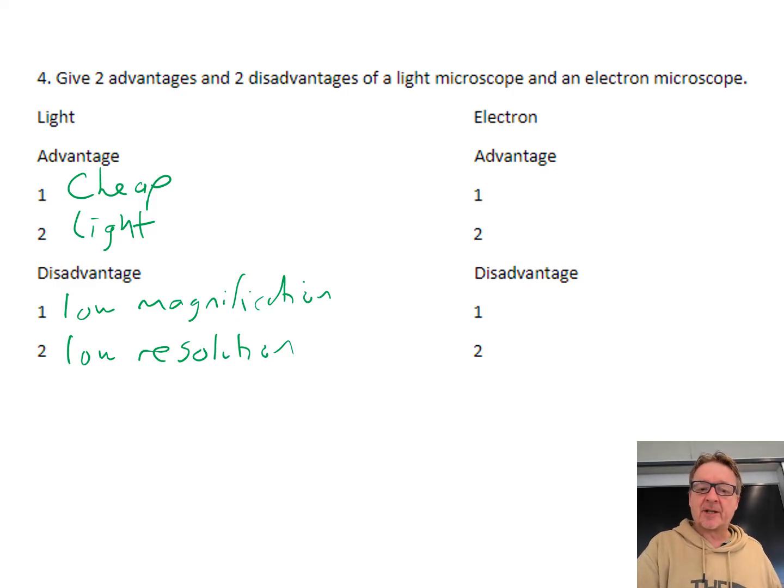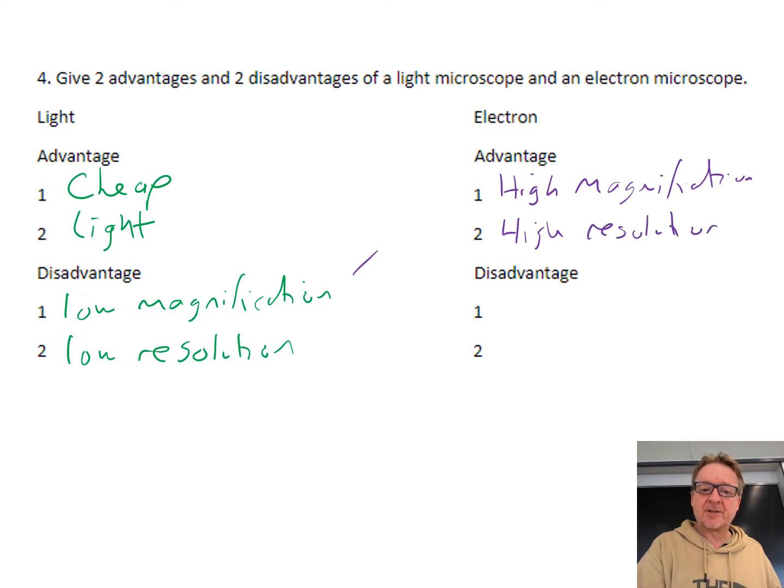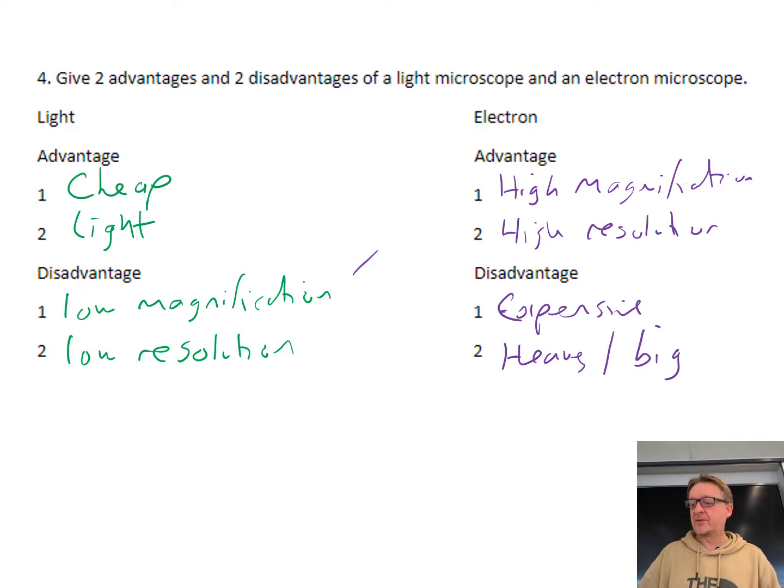Then you go to the electron microscope. It's got high magnification, it's got high resolution, which is kind of the opposite to the disadvantages. The disadvantage is it's expensive, and it's also very big and very heavy, which is obviously not good.